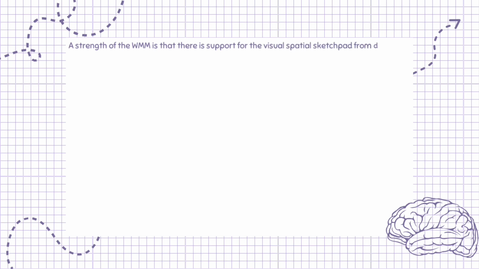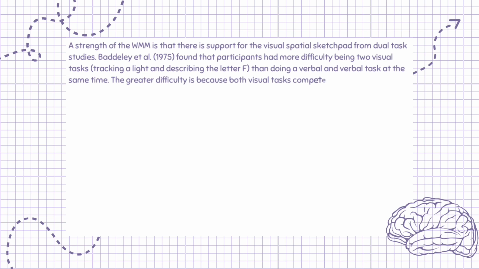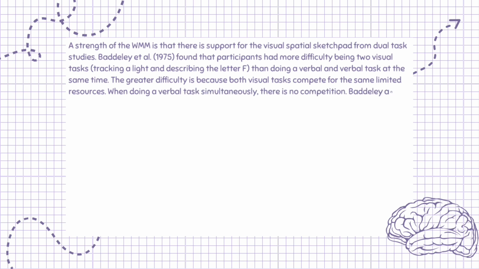A strength of the working memory model is that there is support for the visuospatial sketchpad from dual task studies. Baddeley et al., 1975, found that participants had more difficulty doing 2 visual tasks, tracking a light and describing the letter F, than doing a visual and verbal task at the same time. The greater difficulty is because both visual tasks compete for the same limited resources. When doing a verbal task simultaneously, there is no competition.